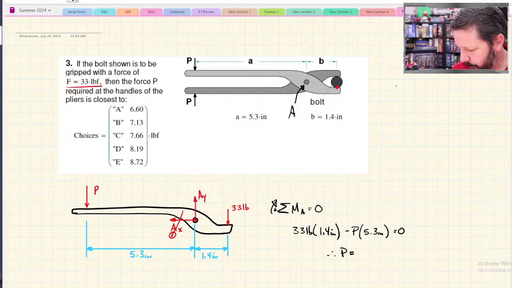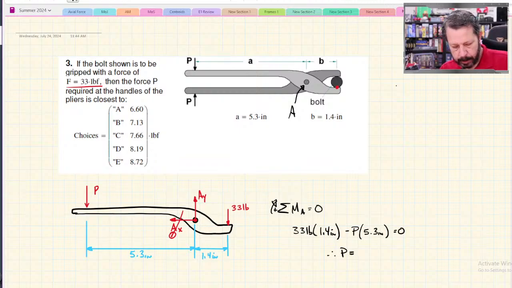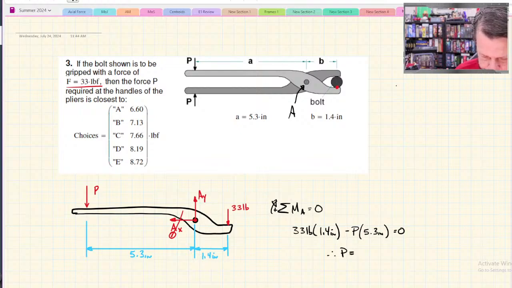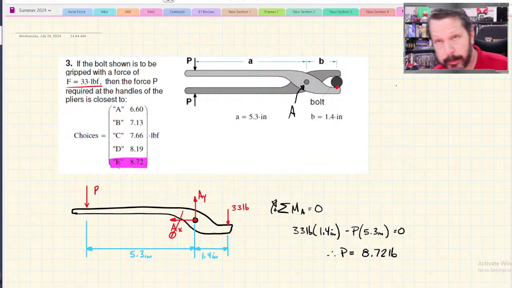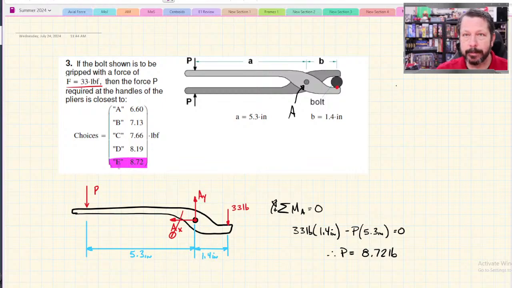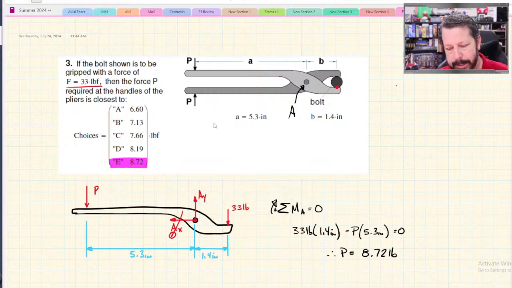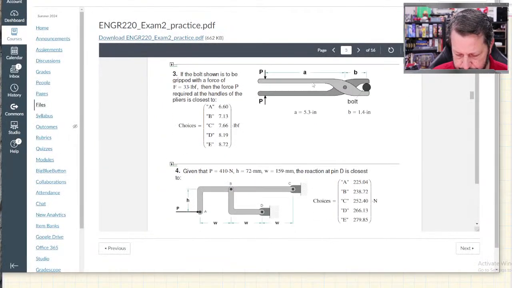Therefore, P equals, let's see, 33 times 1.4 divided by 5.3 is 8.72 pounds. And fortunately, that does match up with E there. So that would be our answer. That's about as simple as we can do on a machine. Two moving parts, and it's basically just a lever. Let's see if we can find something more interesting than that.